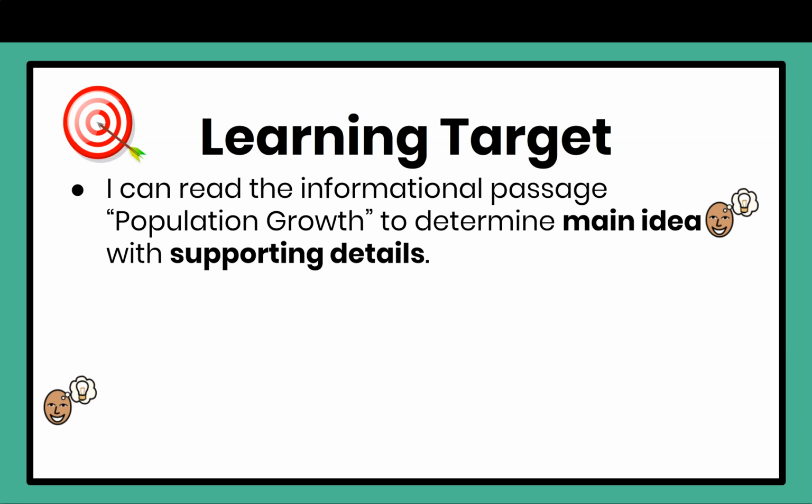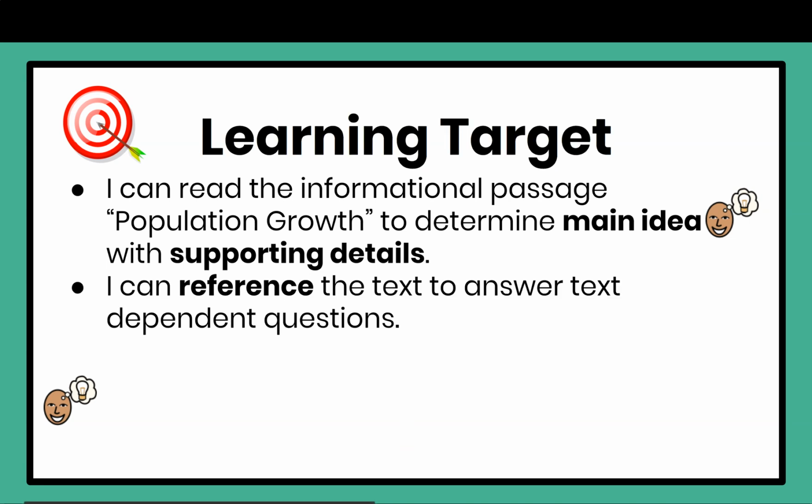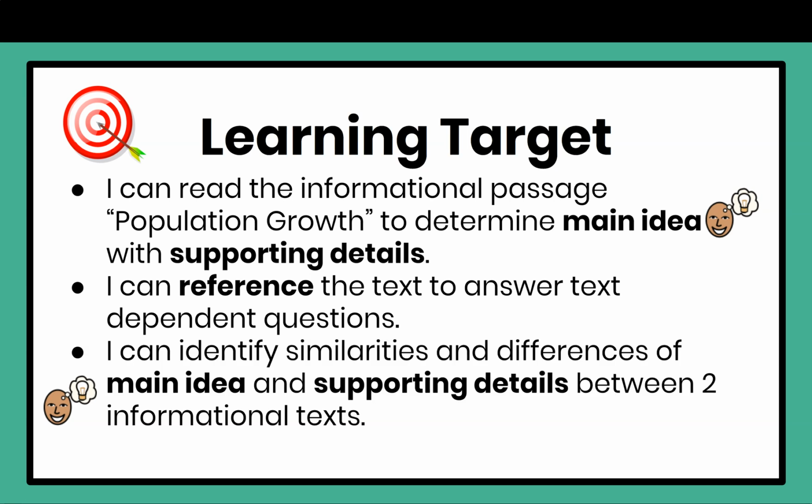Today, your learning targets are: I can read the informational passage, population growth, to determine the main idea with supporting details. I can reference the text to answer text-dependent questions. And I can identify similarities and differences of main idea and supporting details between two informational texts.